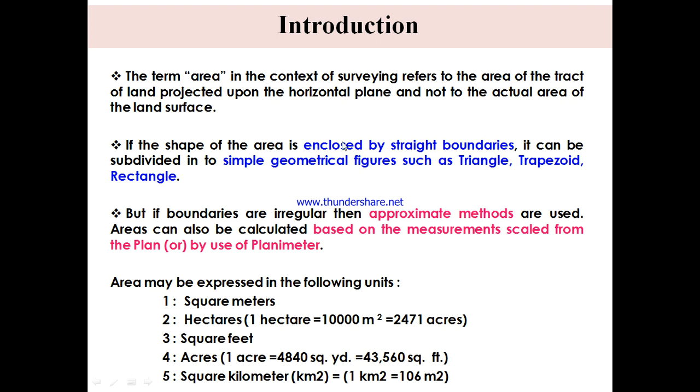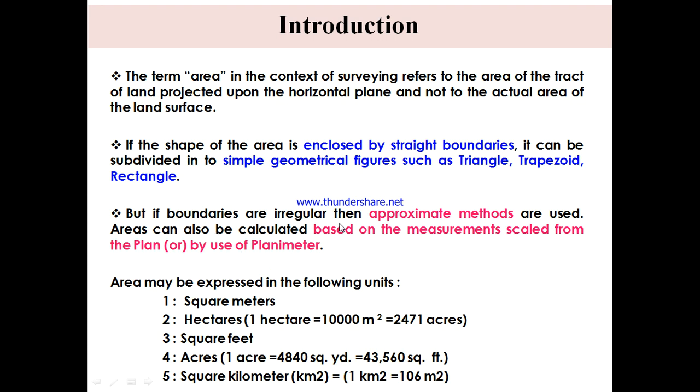Now, if the shape of the area is enclosed by straight boundaries, then it can be subdivided into simple geometrical figures like triangle, trapezoid, rectangle and others. But if these boundaries are irregular in nature, then we need to follow some approximate methods to determine the area of the rough boundaries.